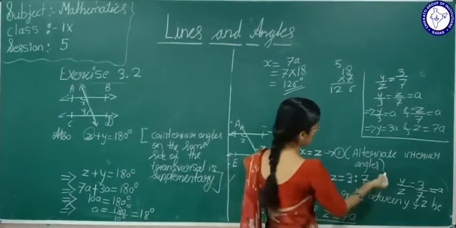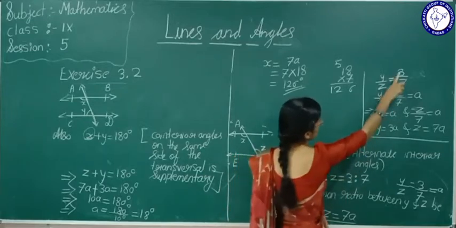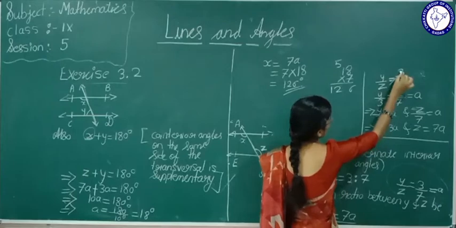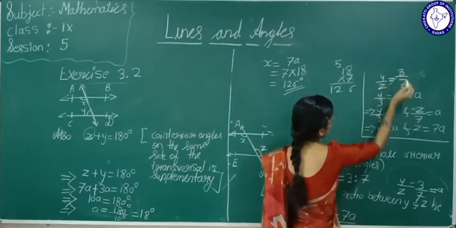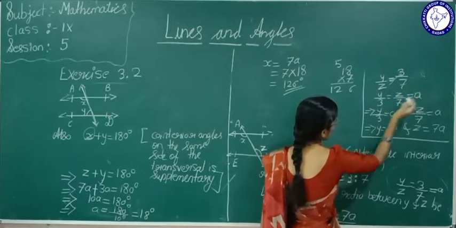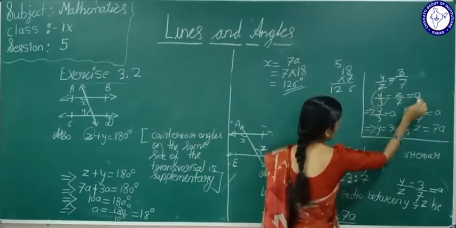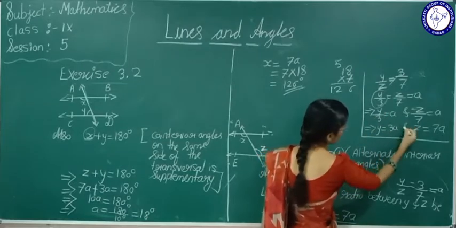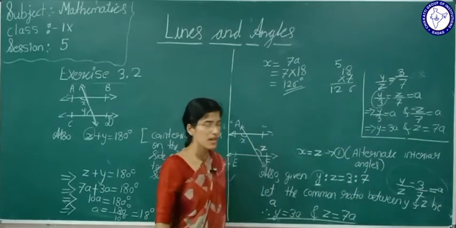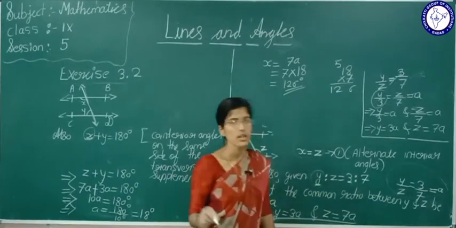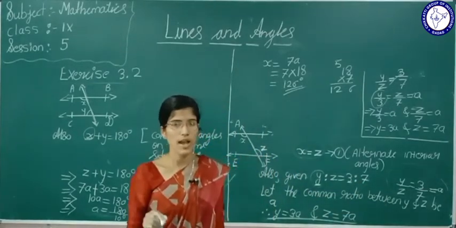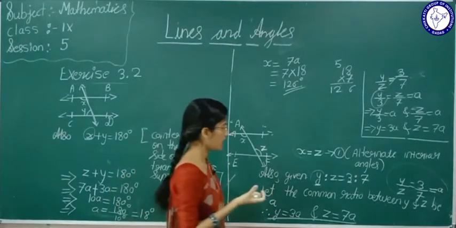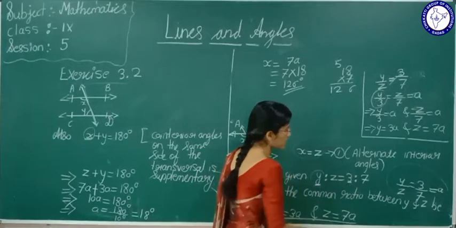See here, what they gave initially, y by z is equal to 3 by 7. 3 will come here, z you will take this side. You have to take one common ratio. Say y by 3 is equal to a and z by 7 is equal to a. So this implies y is equal to 3a and z is equal to 7a. The main concept was about ratio only. So you should be very alert when they have given the value of angles in the ratio.